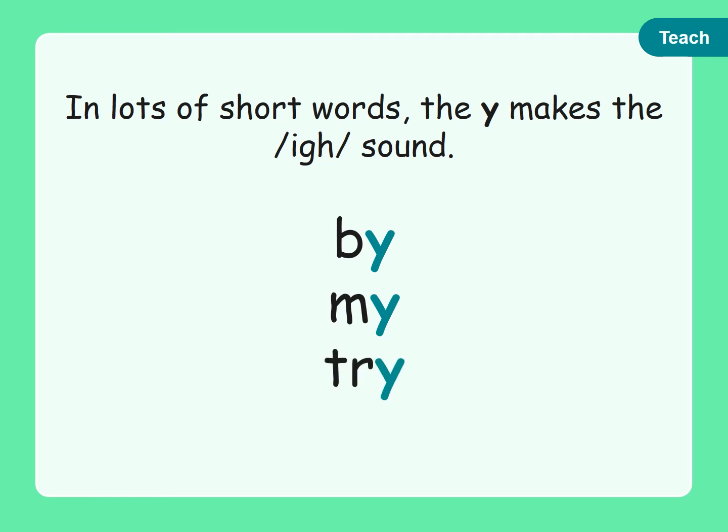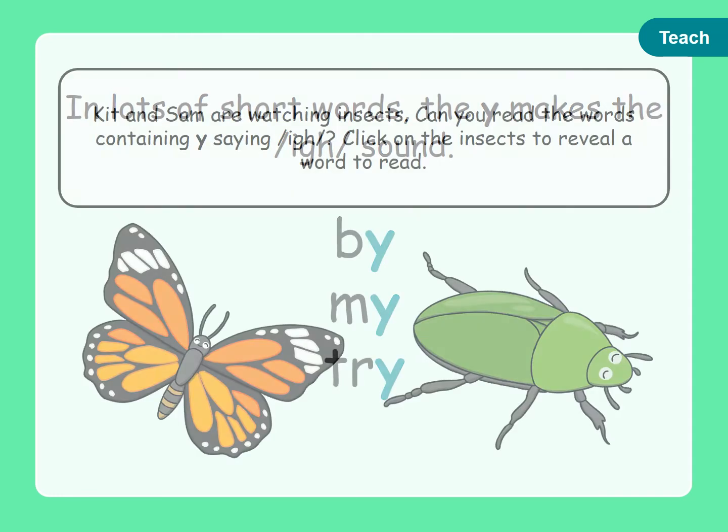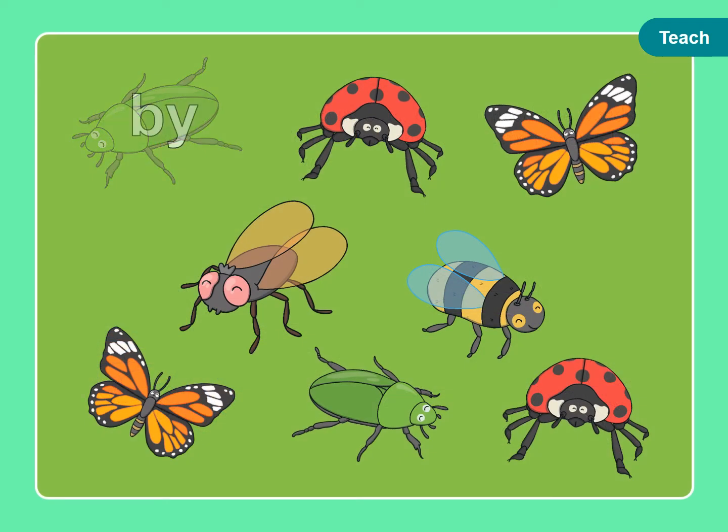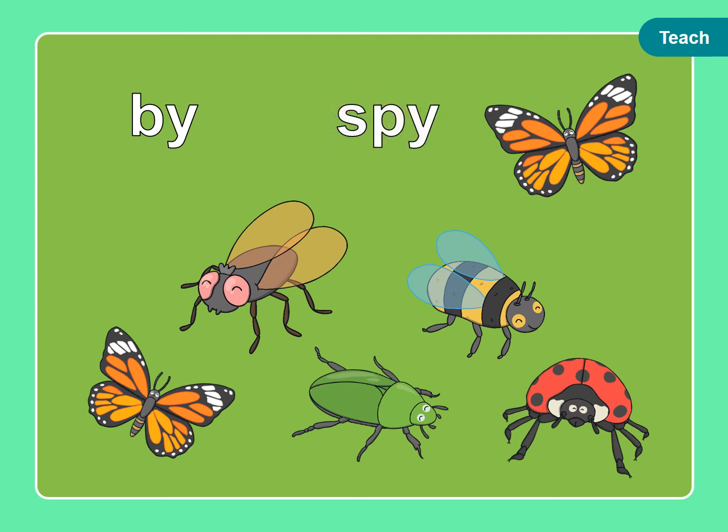Well done. Can you think of any more? Let's have a go at reading more of these words. So I'm going to click on an insect and I'd like you to read the word. Spy. Spy. Well done. You do the rest.